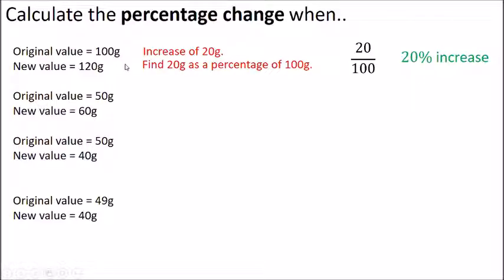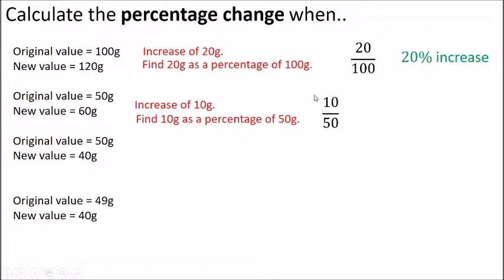Let's try the next one. Let's say we start off with 50 grams and we end up with 60 grams. Well, by how much has it increased? Well, it's increased by 10 grams. So really, we want to find 10 grams as a percentage of that original amount. Okay, so by what percentage has this increased? Well, it's increased by 10 grams out of 50 grams.